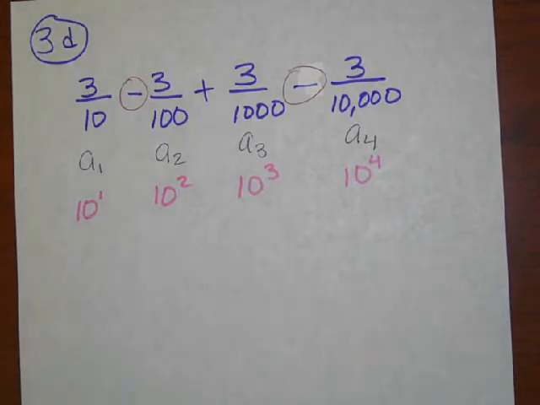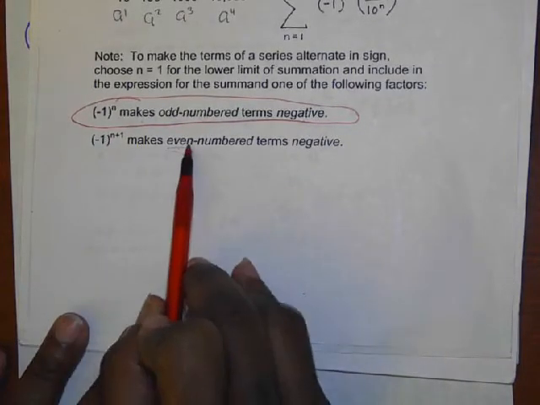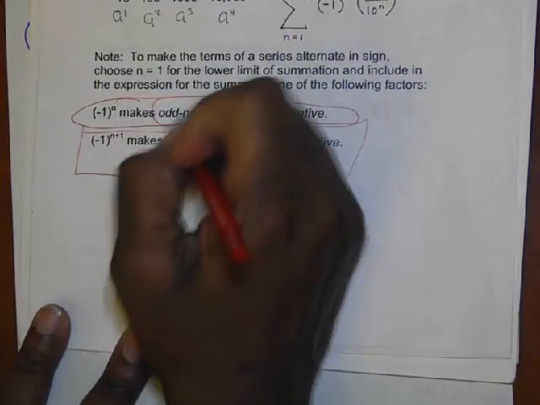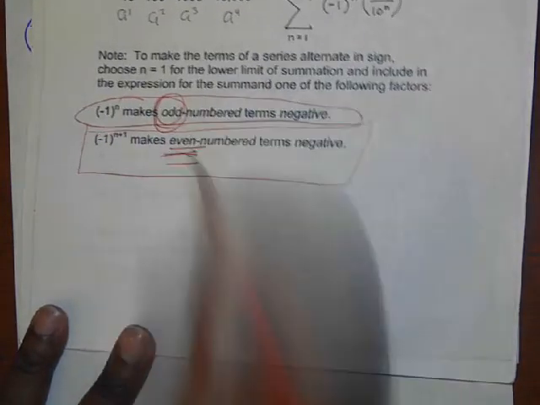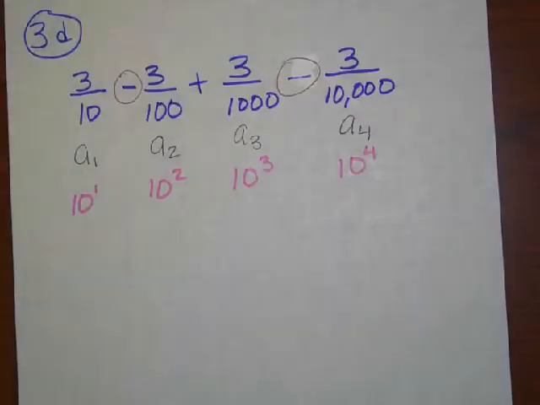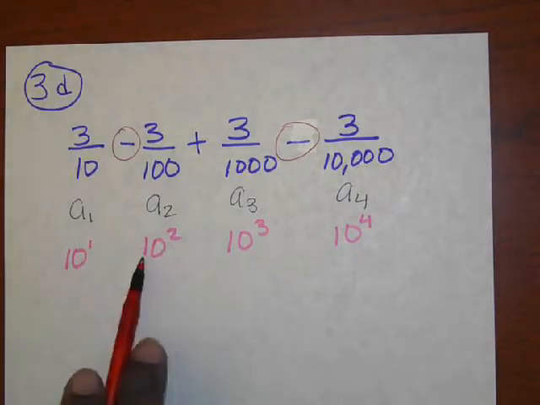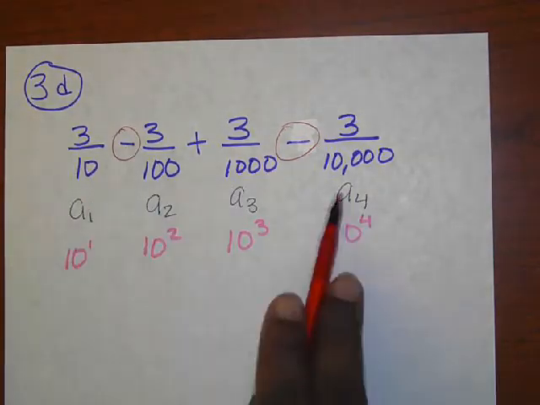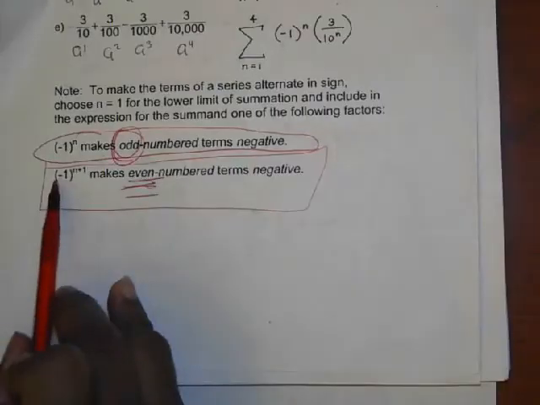And then what else does it say? It also says that negative 1 to the n plus 1 makes the even numbered terms negative. So we need to figure out, are the odd numbered terms negative, or are the even numbered terms negative? What do we have? The even numbers. So a sub 2 is negative and a sub 4 is negative. So our even numbered terms are negative, so that tells us we're using the one on the bottom right here. Negative 1 to the n plus 1.